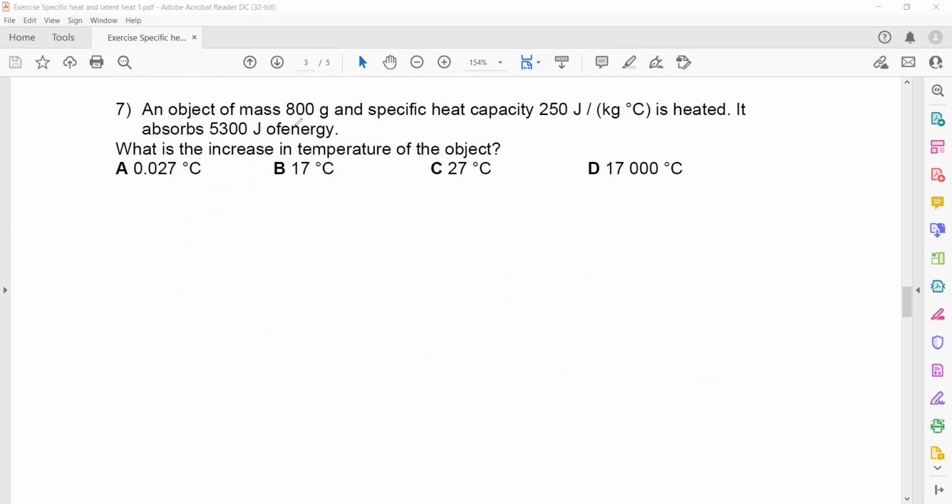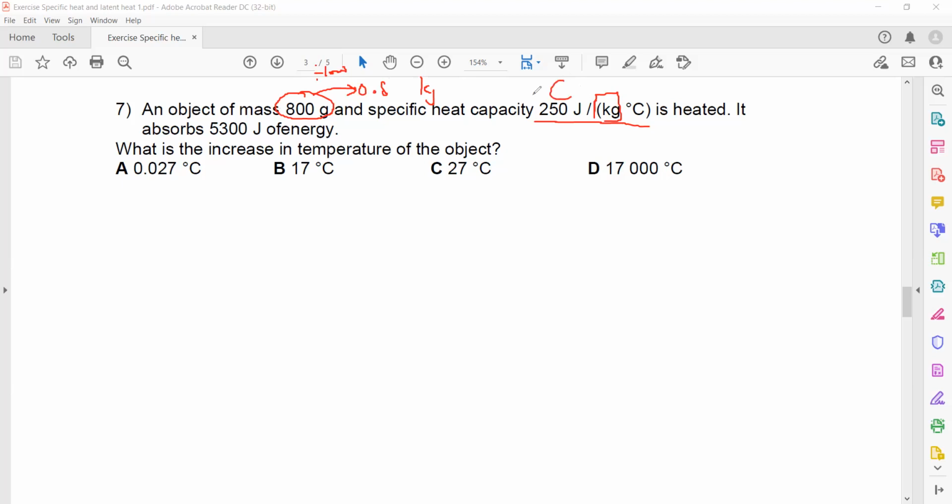An object of mass 800 gram having a specific heat capacity of 250 joule per kilogram. So if the unit is joule per kilogram, it means I have to convert this mass into kilogram. So I should divide by 1000, so it will be 0.8 kilogram.